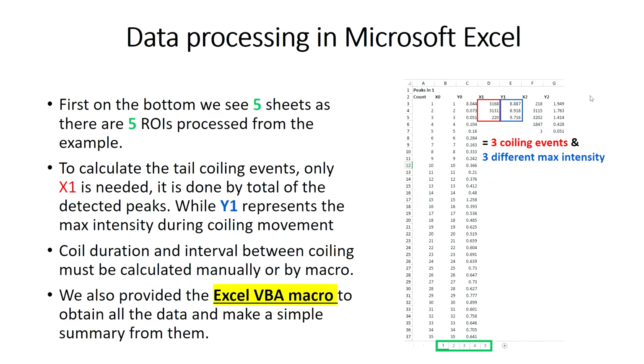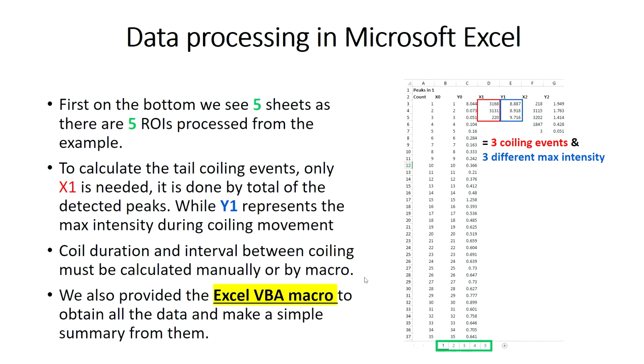The final processes are done in Microsoft Excel. In this example, we have 5 sheets of the Excel file, so there are 5 ROIs processed from the example. In the first ROI, we found that there are 3 coiling events and 3 different max intensities according to the coiling events. To calculate the coiling events, we only need the X1, but the Y1 will represent the max intensity during the coiling movement. The coil duration and the interval between coiling must be calculated manually or by macro.